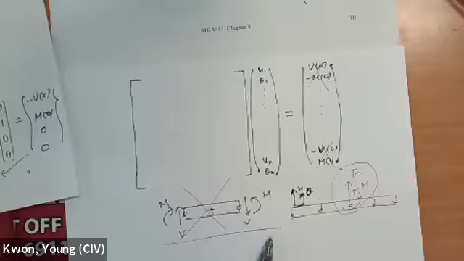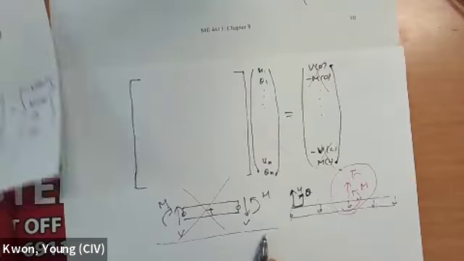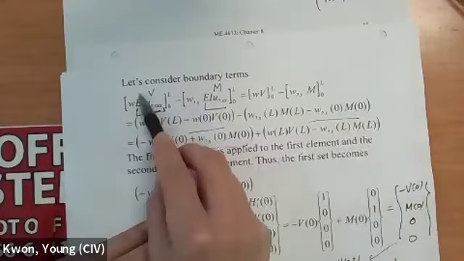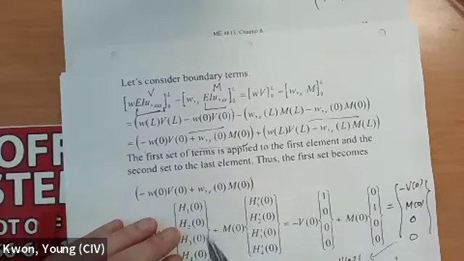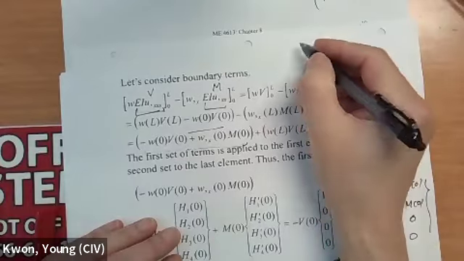Earlier, I think I saw at the top of the page, it said consider boundary terms. And it was like this big part where it had the EI, which then you change for a V and then a W. Like this one. So where did that equation come from?